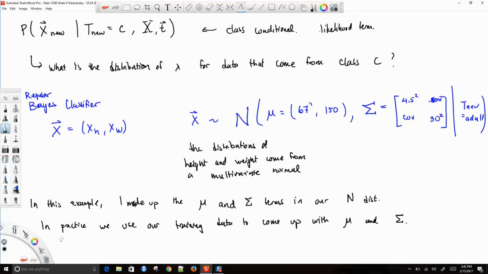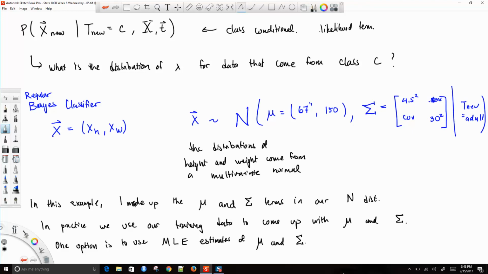So one option is to use maximum likelihood estimates of mu and sigma. For a normal distribution, the maximum likelihood estimate for the mean is the mean of your data.